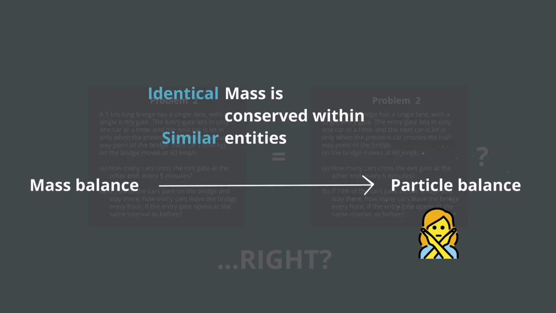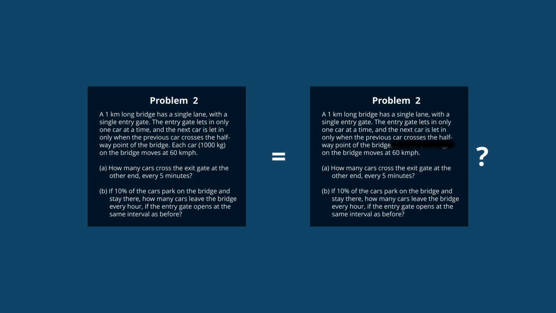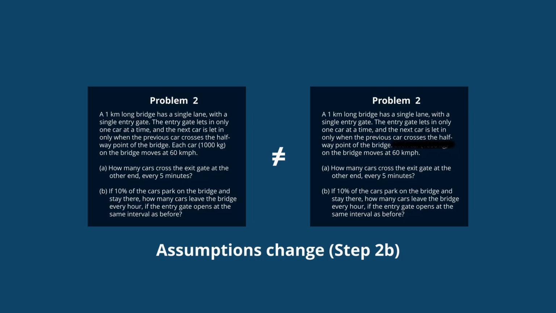This is not a new independent law, but a direct consequence of the fundamental law of conservation of mass. And if the problem would have skipped the mention of the mass of cars, we would need to assume that all the cars are identical with constant mass.